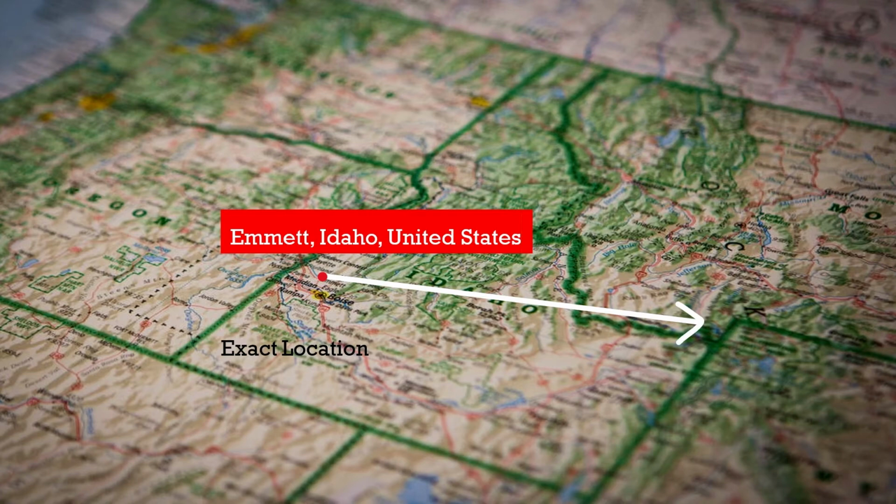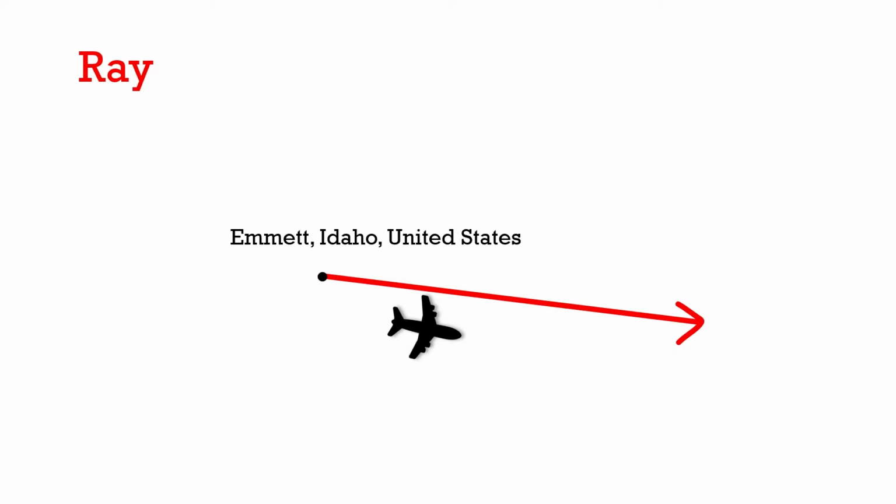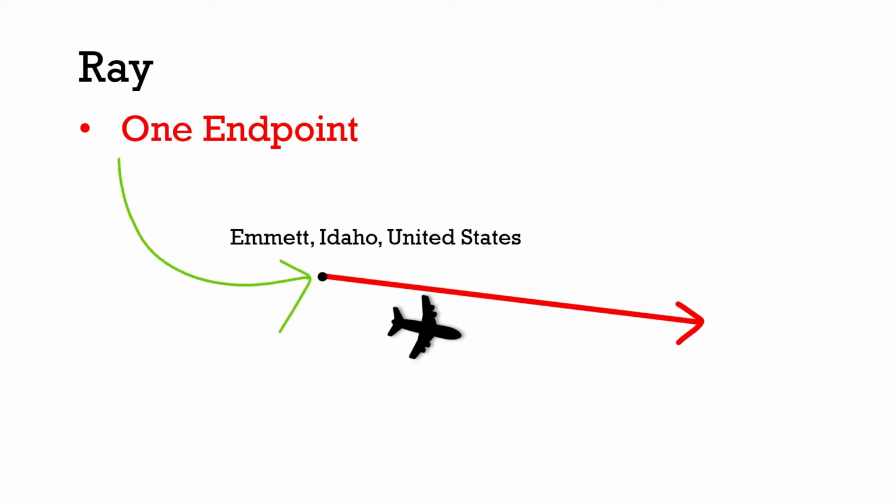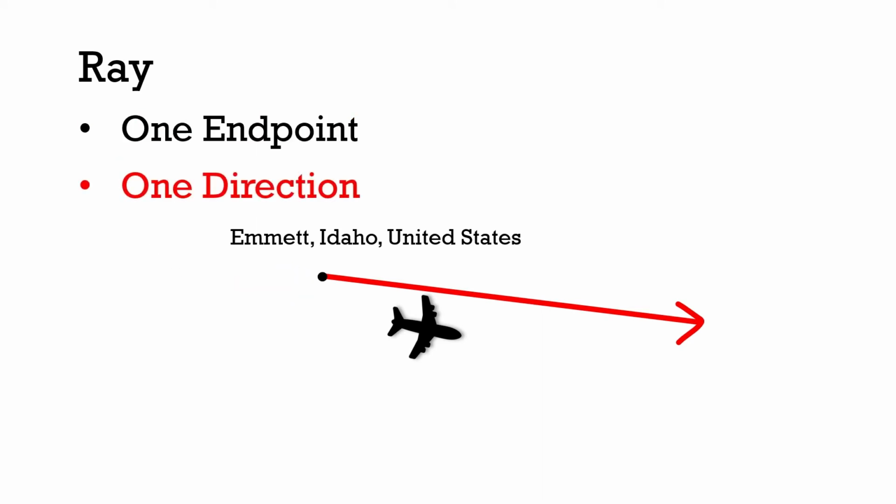Your path is called a ray. Rays have only one endpoint and extend indefinitely in only one direction. We can label 2 points on the ray as C and D. This ray can be called ray CD or CD with a ray above it.